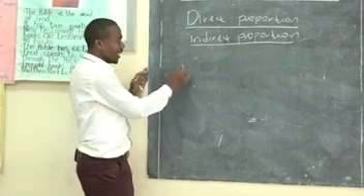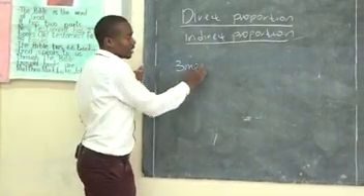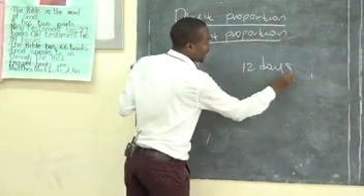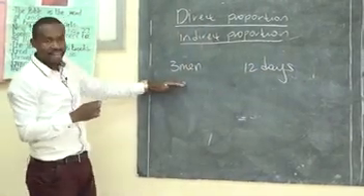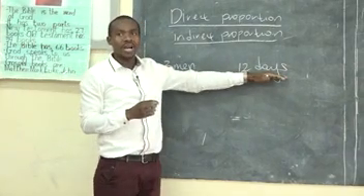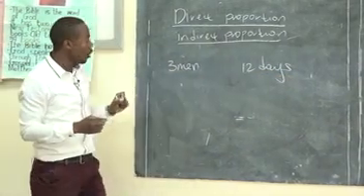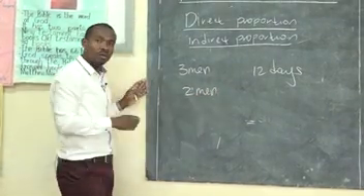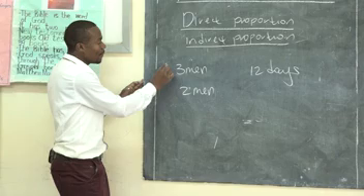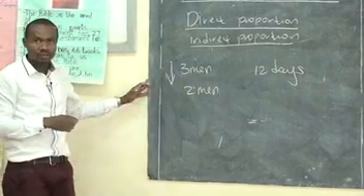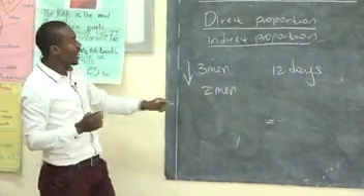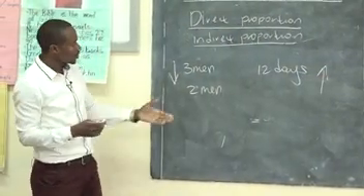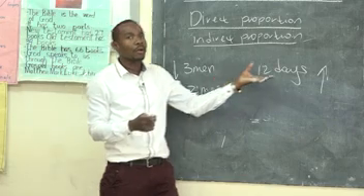For example, 3 men can take 12 days to do a certain work. How long will 2 men take? The number of men has reduced. We expect the number of days to increase. Of course, lesser men will take more days.